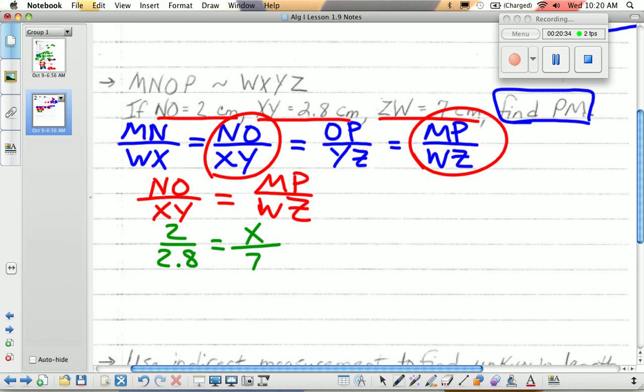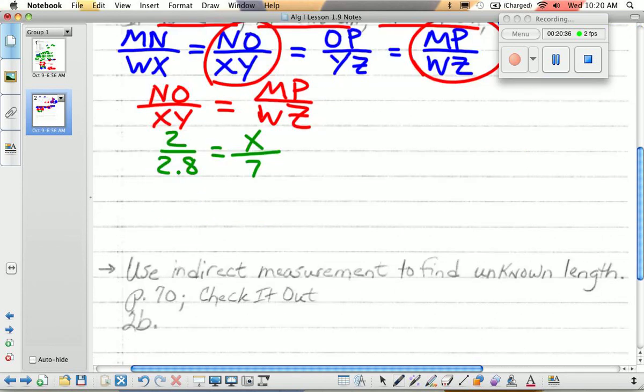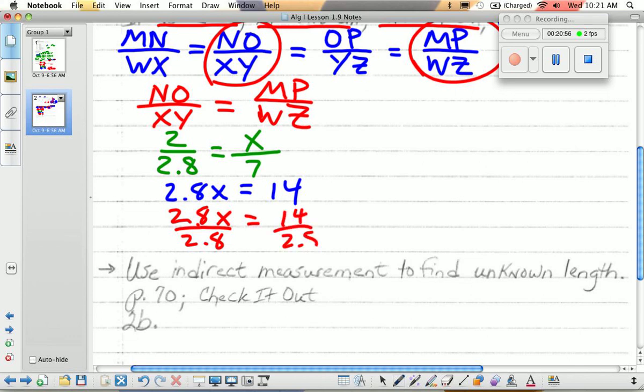And we'll solve that. Well, we have to do our cross products. 2.8x equals 14. 2.8x divided by 2.8. 14 divided by 2.8. What happens? What do we get? 5. X equals 5.